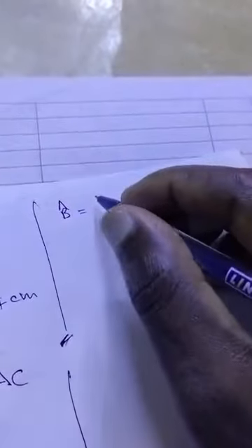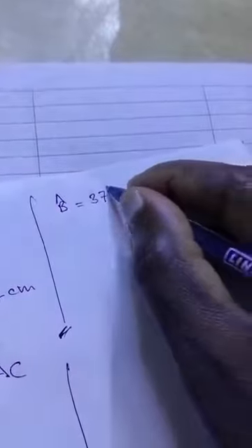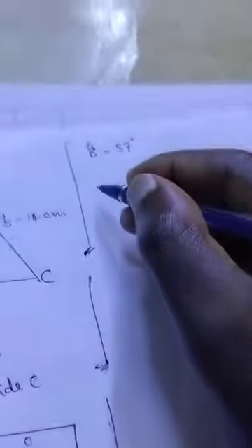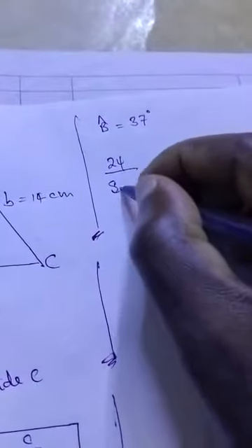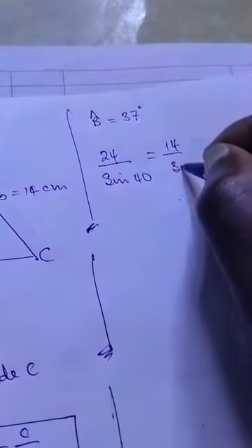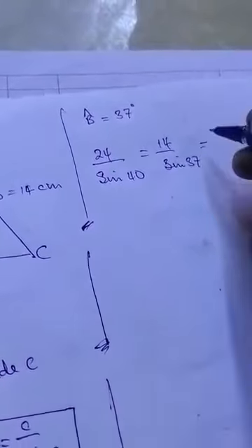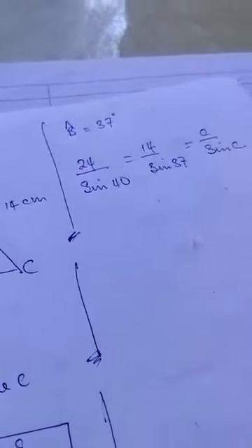I don't know what you are going to get after you punch the calculator. Suppose you get, I'm just putting a value so that it is easier to solve part B and part C, something like 37 degrees. From there you rewrite the sine formula where you substituted. Sine 40 over 24 equals sine B over 14, suppose now it's 37, equals sine C over c.